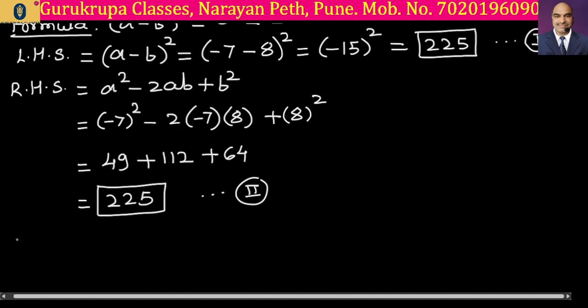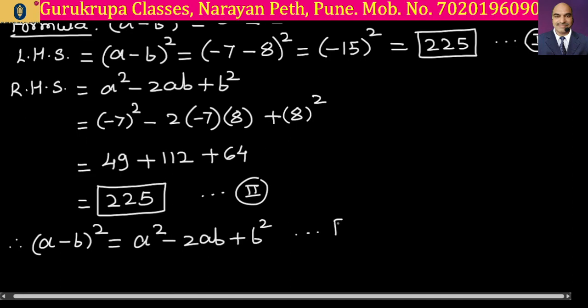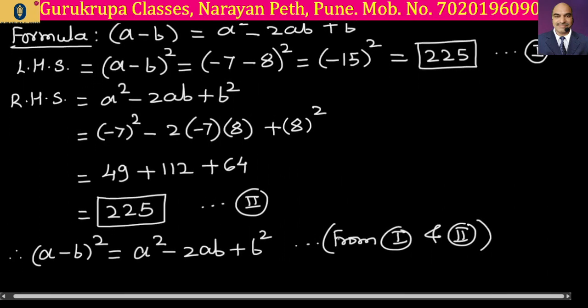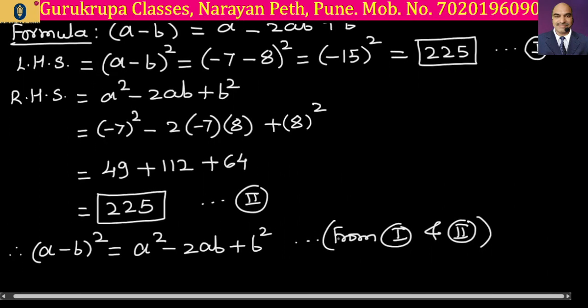So from these statements number 1 and 2, LHS of the formula is equal to the RHS of the formula. Both sides are equal. So therefore we verified the formula by taking the values of a and b. So this expansion formula is true for all the values of a and b.